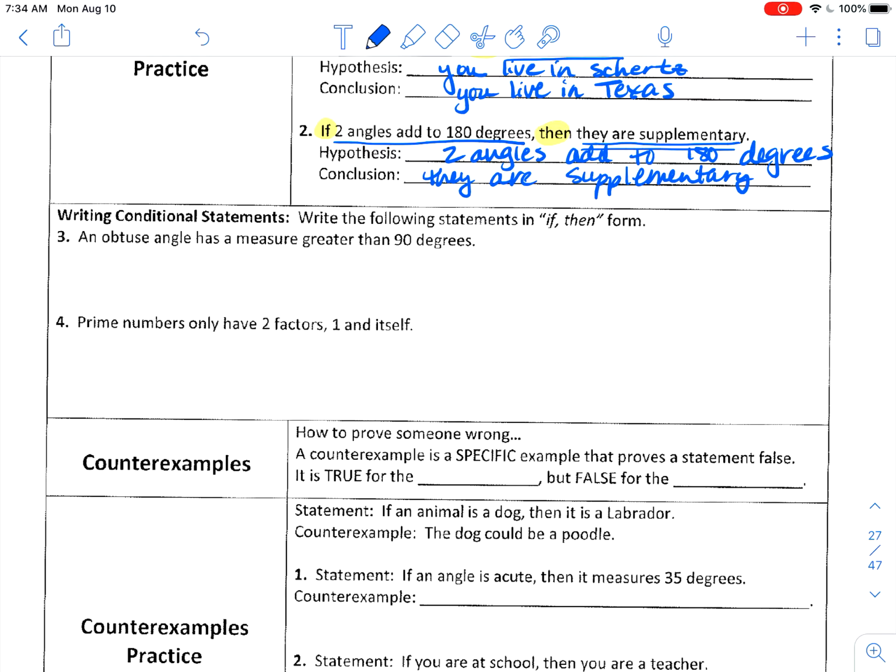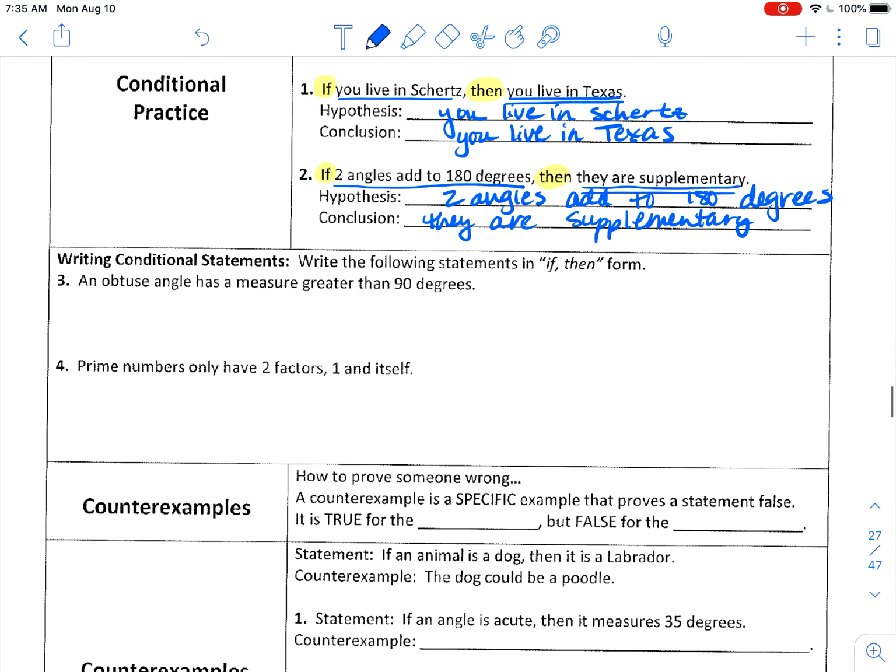We're going to write the following statement in if-then form. So here's our statement. An obtuse angle has a measure greater than 90 degrees. So we've got to figure out where we're going to plug in the if and the then. In our last two examples, the if came at the beginning. So if an angle, and I'm going to rearrange this just so it flows easier, is obtuse. So an angle is obtuse. The then came in the middle. Then it has a measure greater than 90.